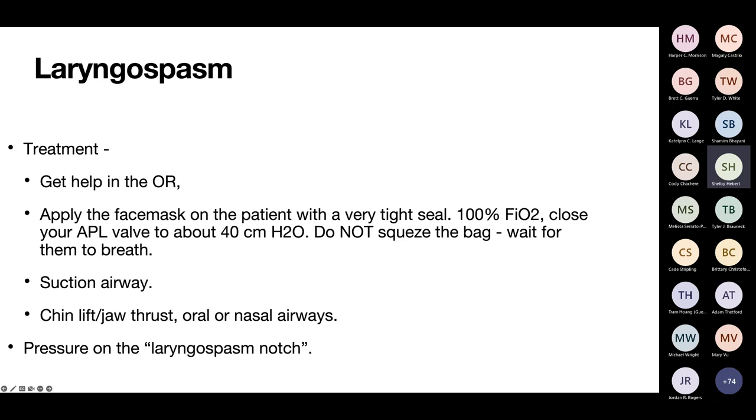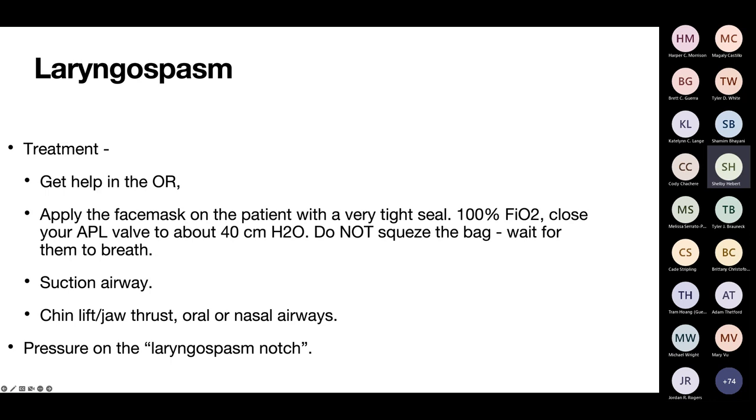So if you're in the operating room, kind of basic thing, put the face mask on the patient with a good seal, apply 100% O2, and then close your APL somewhere between 40 and 70. I will usually just close it all the way to 70 because at that time it's hard to get a seal sometimes, especially if your heart rate's up a little bit. You're not quite as coordinated as you thought you were. So I'll close the APL all the way to 70, and you don't have to squeeze the bag.